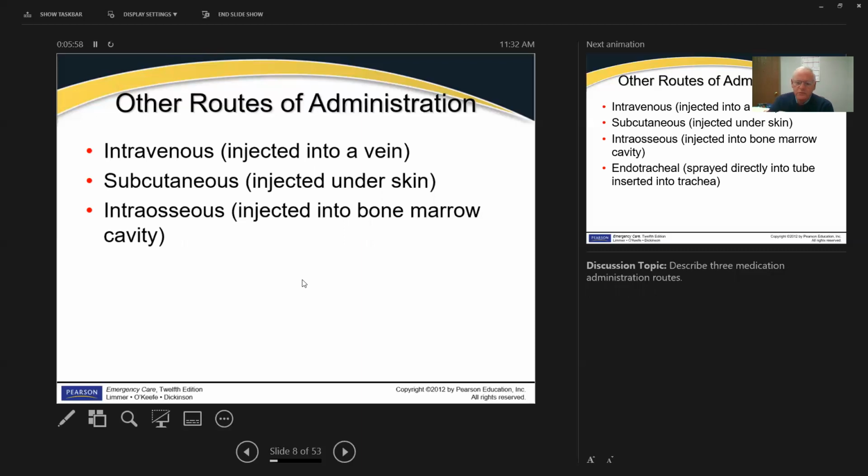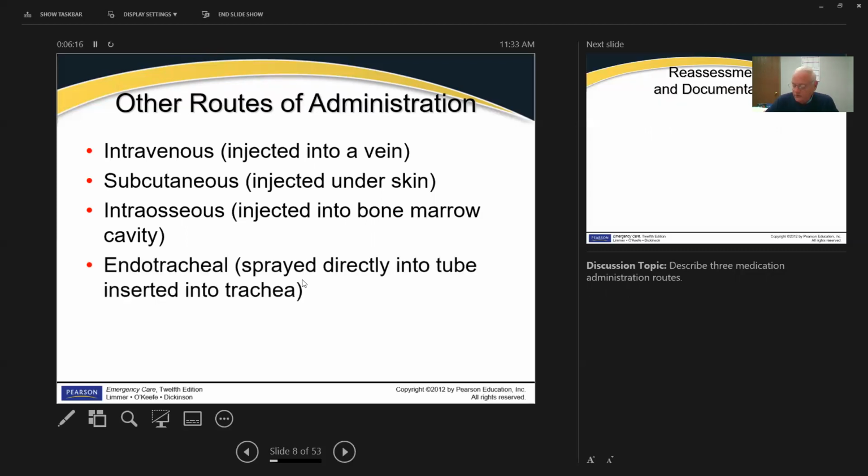We have a drill. It drills a hole into the bone. It's usually the tibia or sometimes up in the shoulder bone. And then we can run fluid or medications into the bone marrow, and then it gets rapidly absorbed into the bloodstream because, again, bones have blood vessels, right? Endotracheal, if they have a breathing tube that's been passed into their lungs, there are certain medications that can be administered right down that tube to get into the lungs, and then it gets rapidly absorbed.